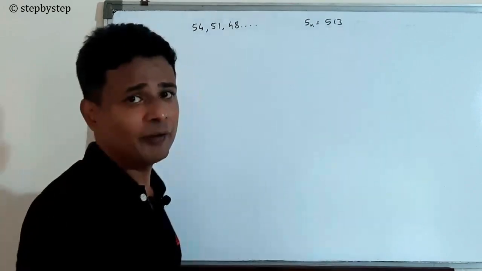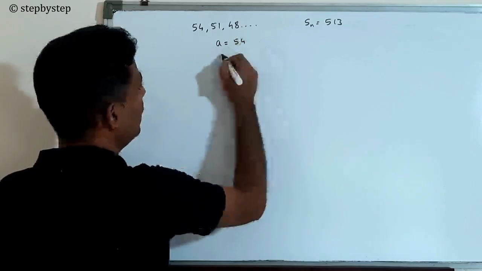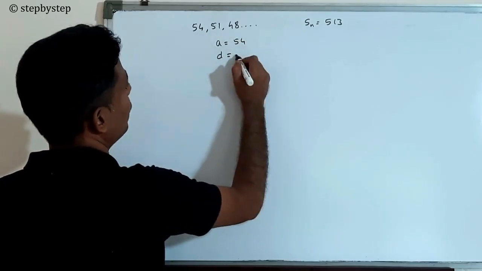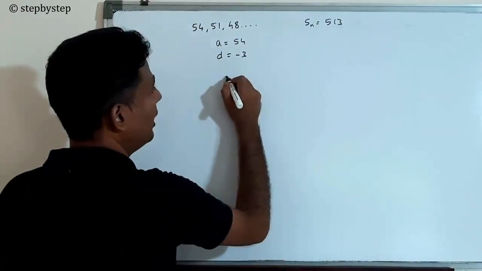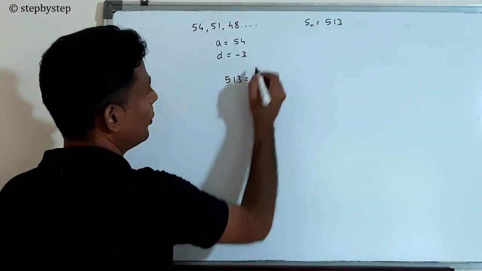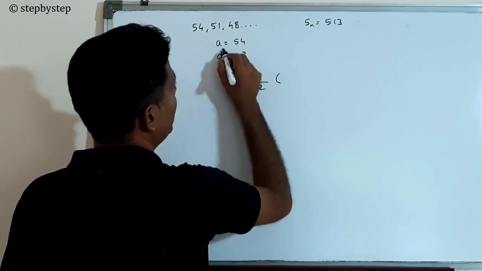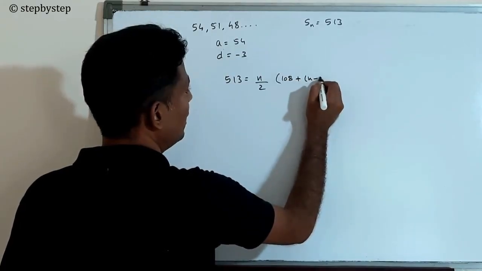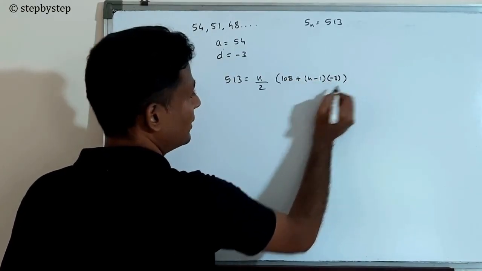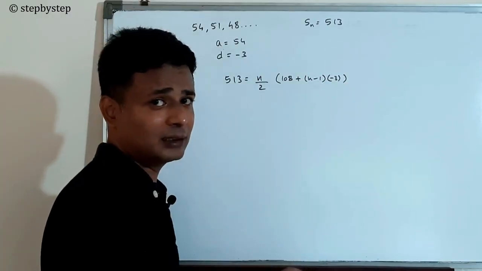The sum is 513. So from the AP we have a equal to 54, d equal to 51 minus 54, that is minus 3, right? So S of n formula: 513 equal to n by 2, that is what we are going to find, n by 2 into 2a, that is 2 into 54, 108, plus n minus 1 into d, that is minus 3. Remember guys, negative sign, so I am putting it in brackets, so when we open brackets and multiply, we don't make any mistakes.